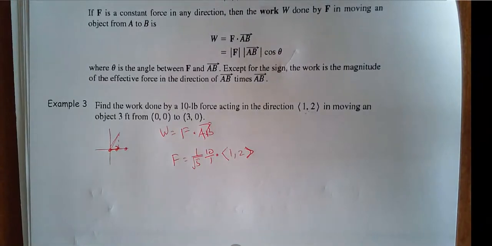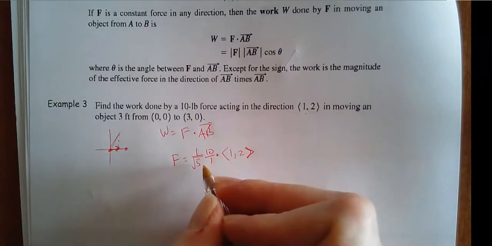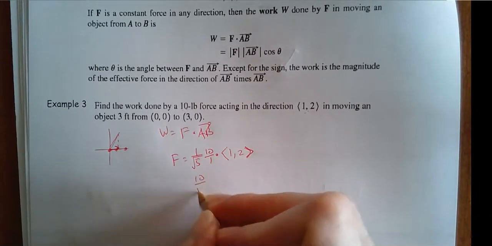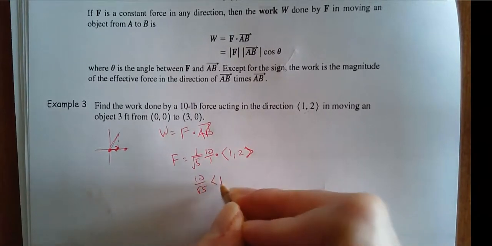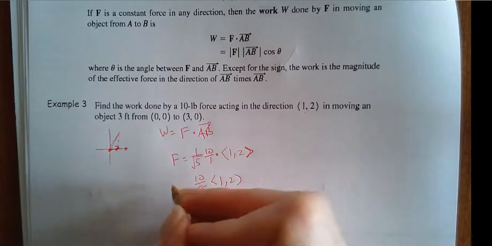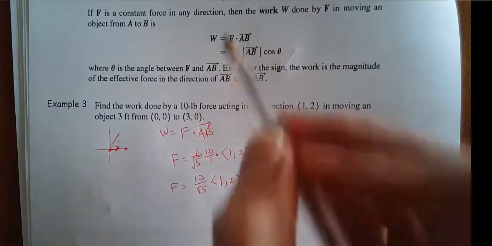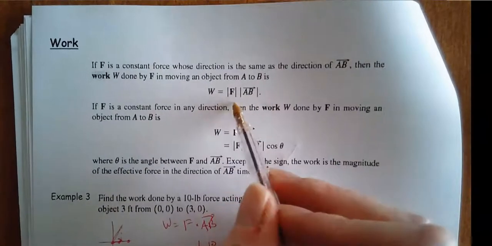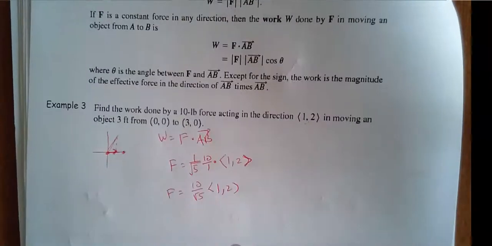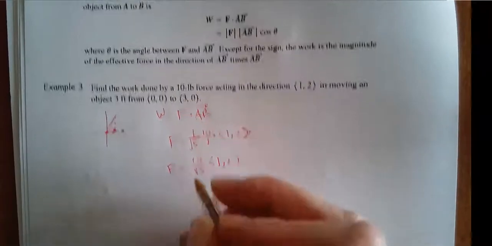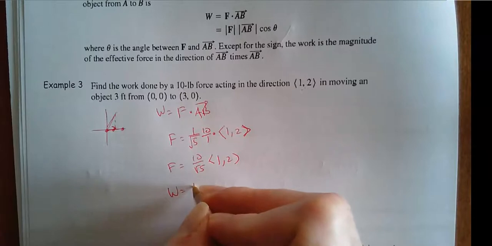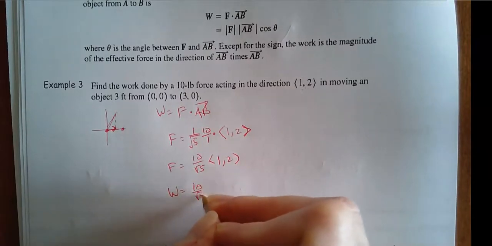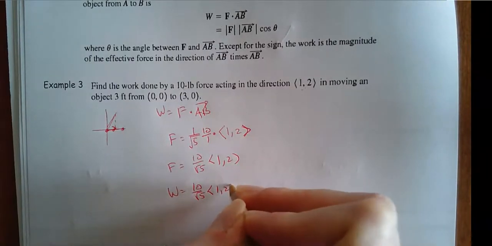Now, so that's just the force itself. So this would be 10 radical 5 in the direction of 1, 2. And that's force, but we see up here that work is force with a vector. You're going to dot that with a vector. So work would equal 10 radical 5 and then 1, 2.